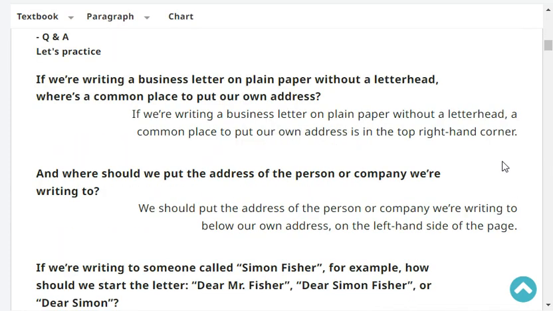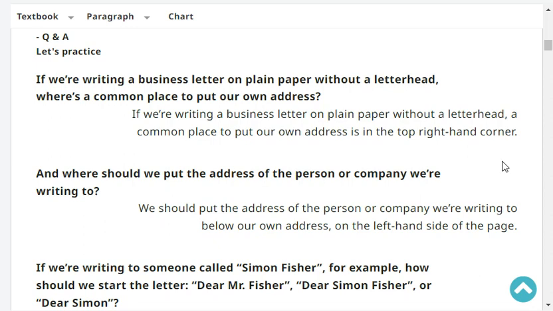If we're writing a business letter on plain paper without a letterhead, where's a common place to put our own address? A common place to put our own address is in the top right hand corner. Very good.